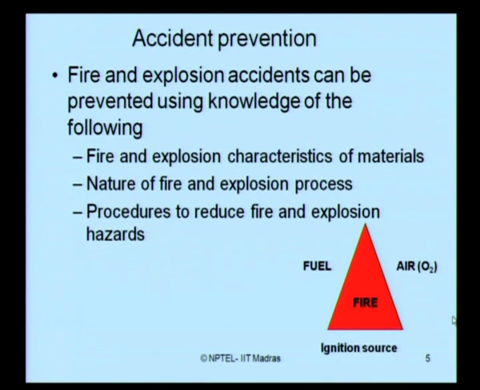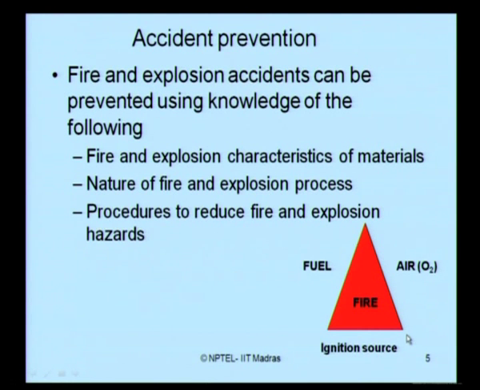Now the question comes: if I encounter an accident because of fire or explosion, how can I prevent such accidents? Fire and explosion accidents can be prevented using knowledge of the following things. Number 1, fire and explosion characteristics of the material should be thoroughly understood. The nature of the fire and explosion process must be understood. The procedures to reduce fire and explosion hazards should be understood. Now famously, fire accidents can be indicated by what we call a fire triangle. The fire triangle essentially has 3 arms.